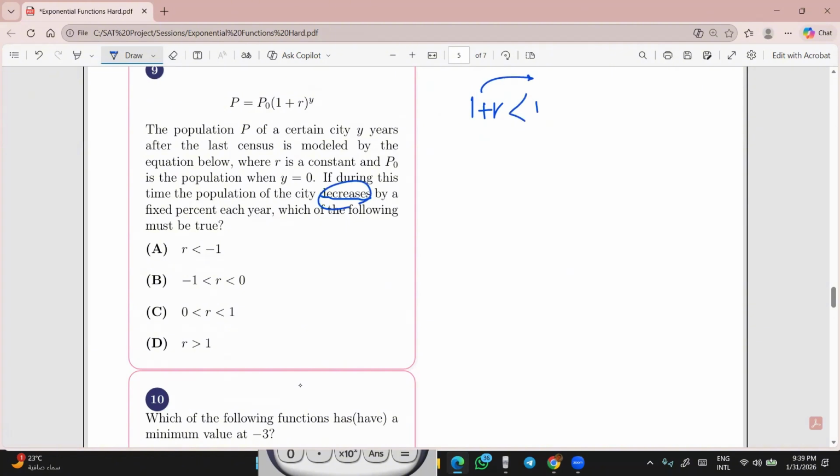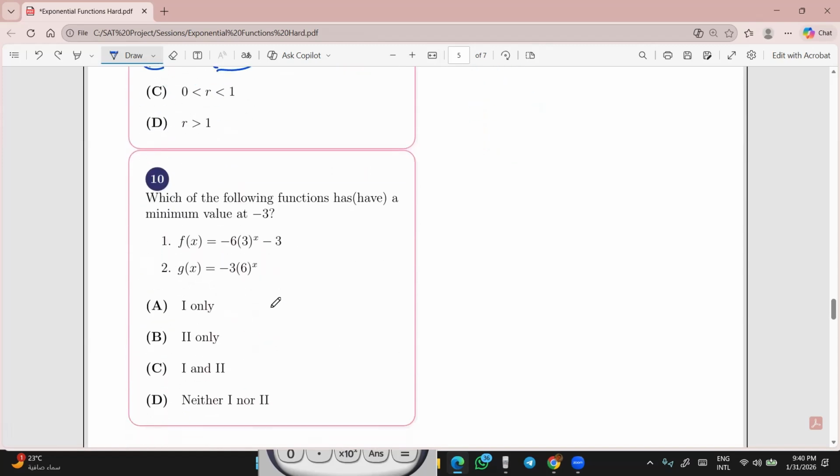Now we can move the 1 to have r less than 1 minus 1, which is 0. r is less than 0, and that is given here. But of course, it's not exceeding negative 1. So the only one given r is less than 0 is letter B. Look, r is less than 0 is given here. This one, r greater than 0, is not correct. So r is between 0 and negative 1, and that's, of course, logical.